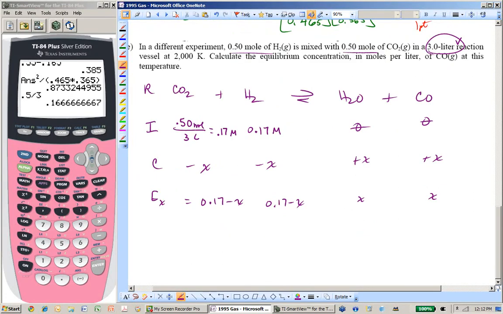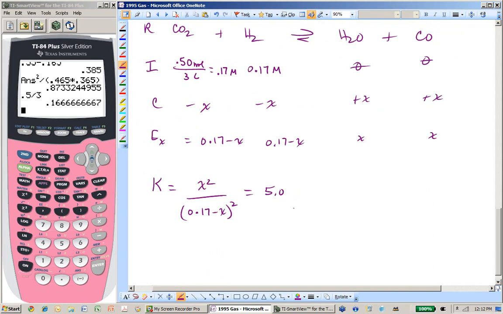So, K equals a number, and it equals an expression. I'm not going to rewrite the expression. I've already written it in this problem, so I've already gotten my point for that. They're not going to give it to me again, so I'm going to cut to the chase. It's going to equal x squared over 0.17 minus x, the term squared. And that's equal to a number that we've already figured out before because it didn't change the temperature. Happy face. K is still 5.0.